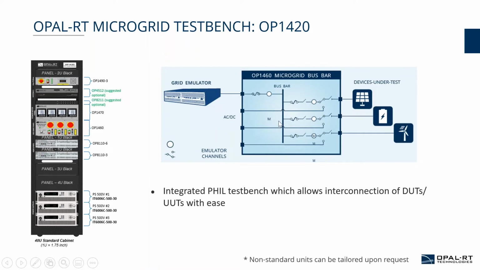is available in hardware. With the 1460 unit that is present in the OP-1420 cabinet, you are essentially capable of connecting up to 3 hardware equipment which you would want to test, and you can emulate either a grid or another DER that you would want to test with the system.